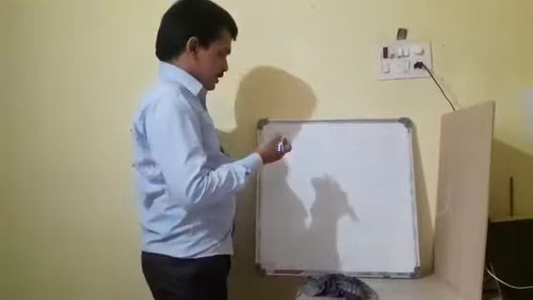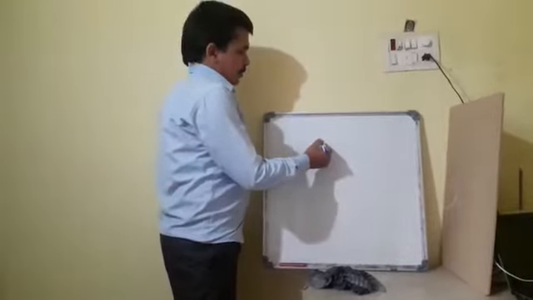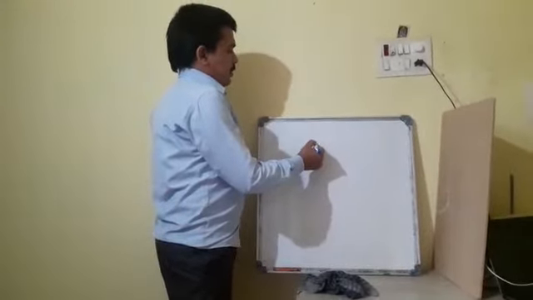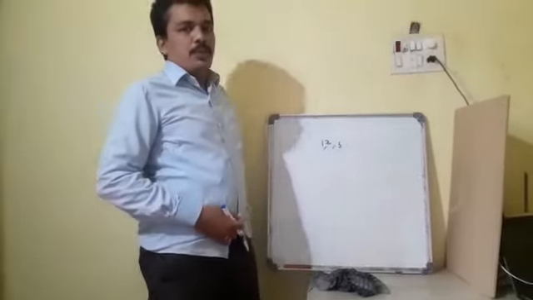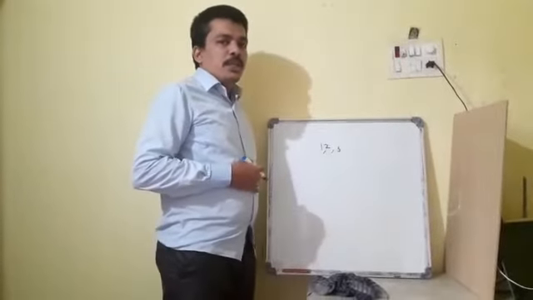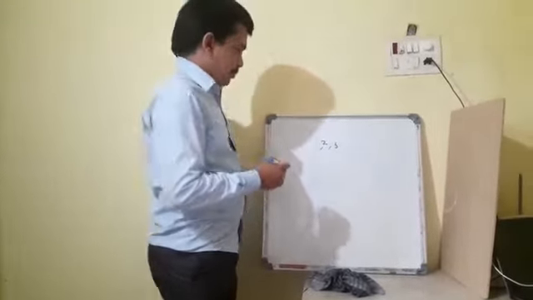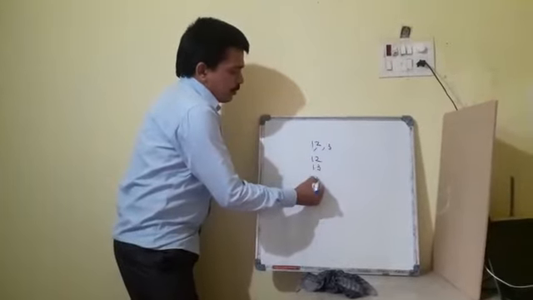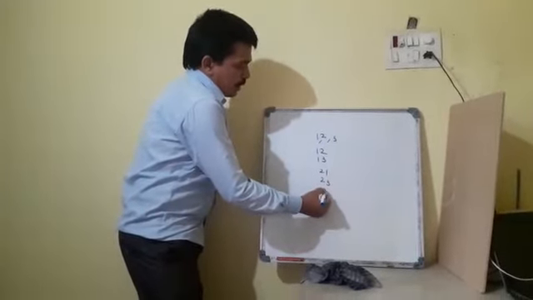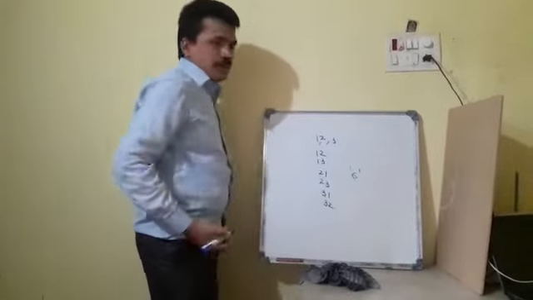So we ought to discuss something now. Suppose I have given three numbers to you. Let me take 1, 2, 3. Three numbers I am giving to you. How many two-digit numbers can you prepare? I can make 12, 13, 21, 23, 31, 32. So six two-digit numbers I can prepare, right?